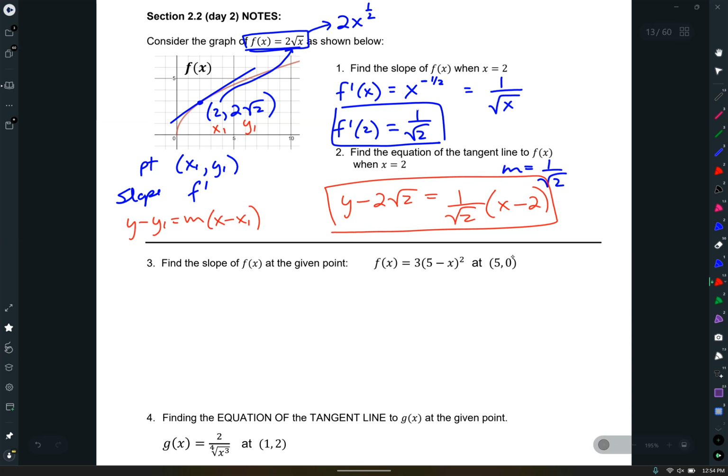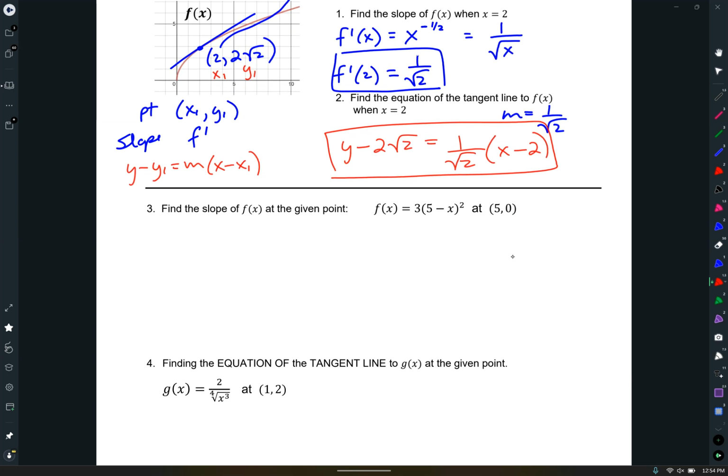Okay, so number 3, new problem. Find the slope, meaning the derivative, of f of x at the given point, meaning at this point right here, 5, 0. So let's start with the derivative in terms of x. Well, you can't take the derivative of this because of the parenthesis. We don't have any rules for that yet. So before I can do the derivative, let's multiply this out. So it's still f. It's not f prime yet.